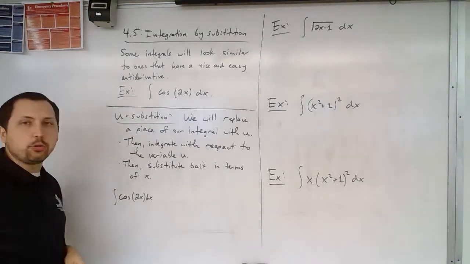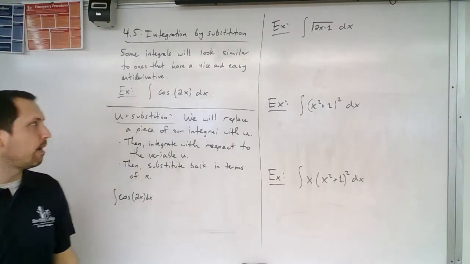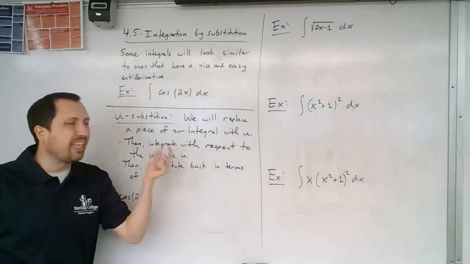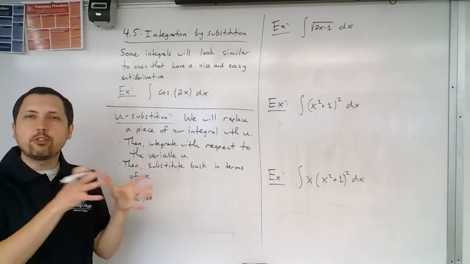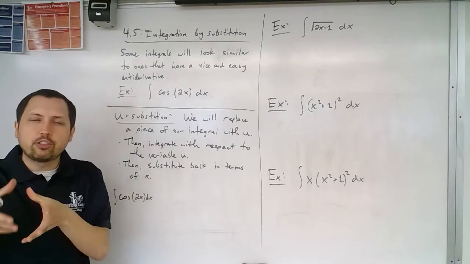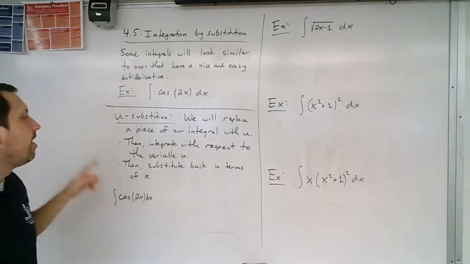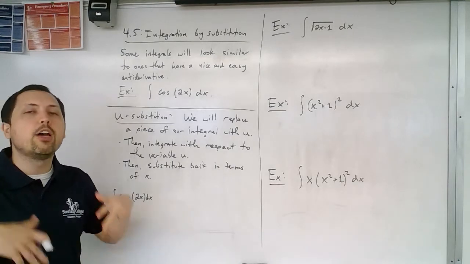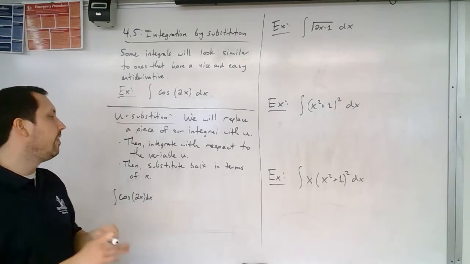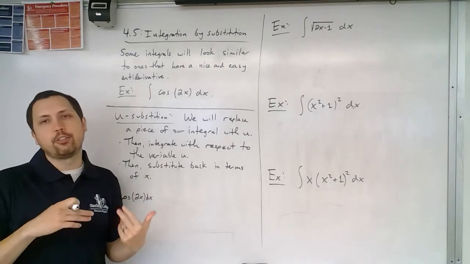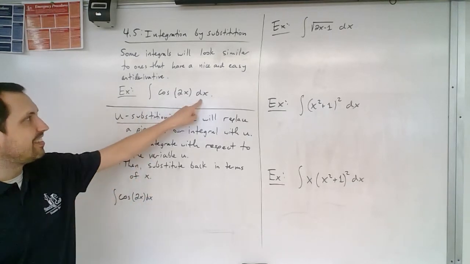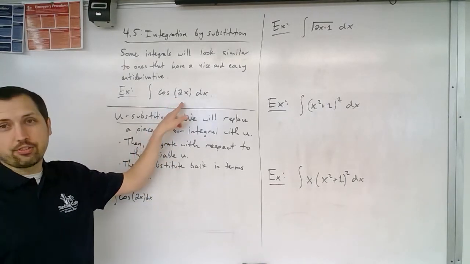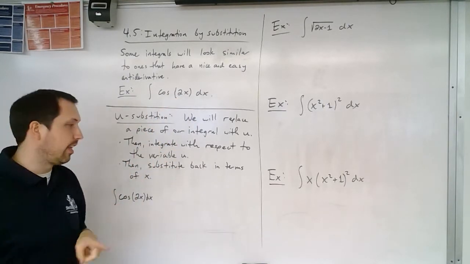So we're going to call this u-substitution. U-substitution is the name of this method for this section. We're going to replace a piece of our integral with u, substituting in u to take the place of something in terms of x. Then we're going to integrate with respect to the variable u. At the end, we're going to substitute back in terms of x, because I need to say what function in terms of x has a derivative equal to this. I don't want u's as my final answer.